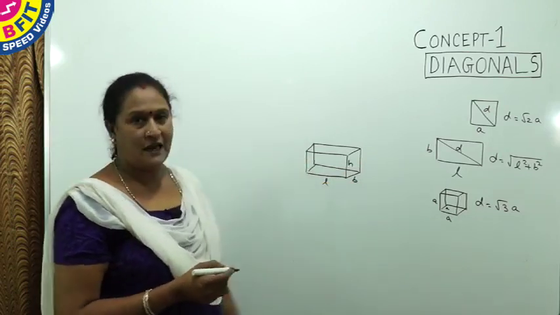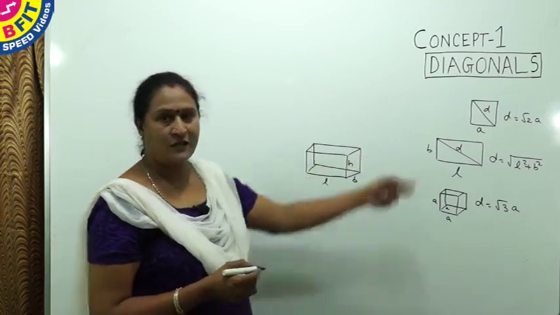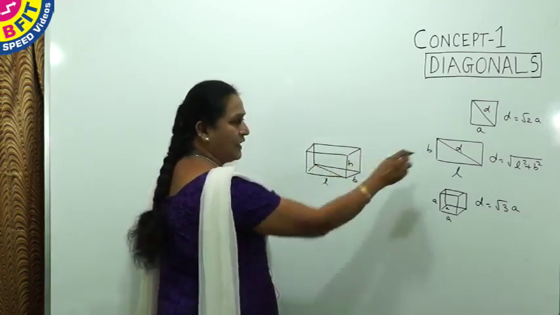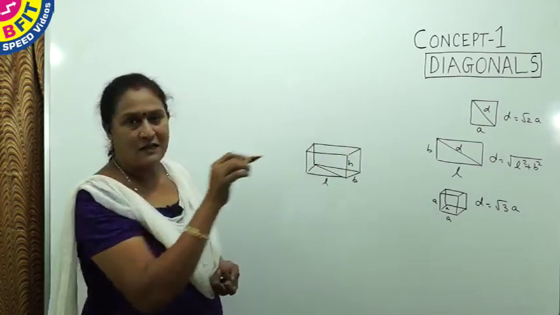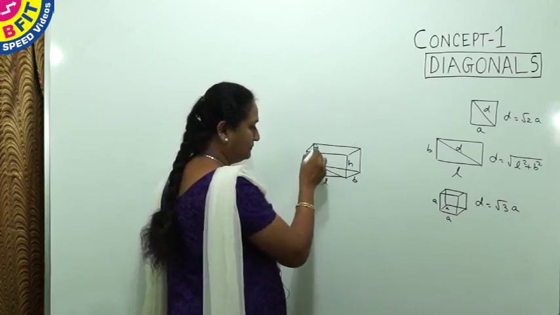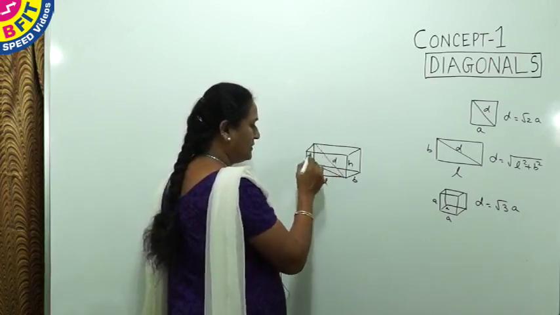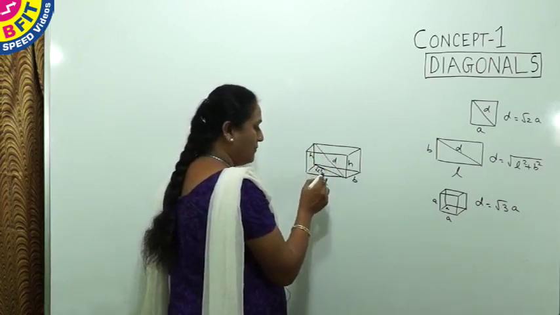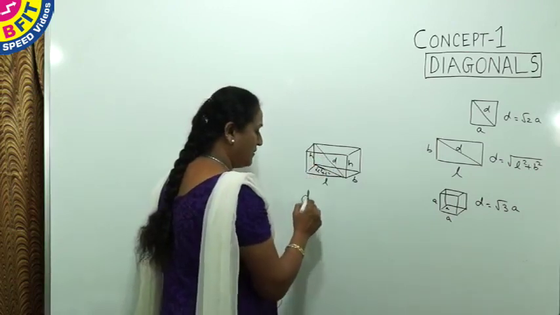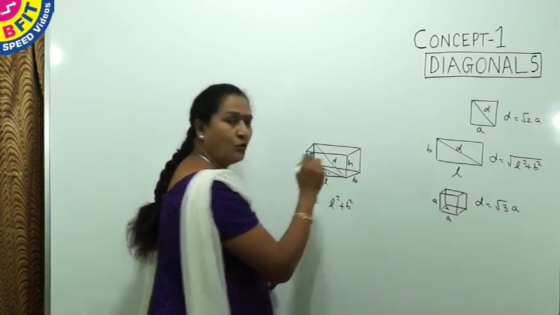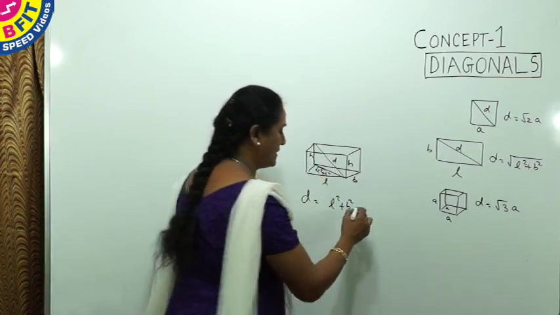And now what will be diagonal of a cuboid? Following the same concept, for this base rectangle, diagonal is root of l square plus b square. And now to find this diagonal, this is the height, and here we have l square plus b square. Now diagonal is square this, root vanishes, and now square this height.